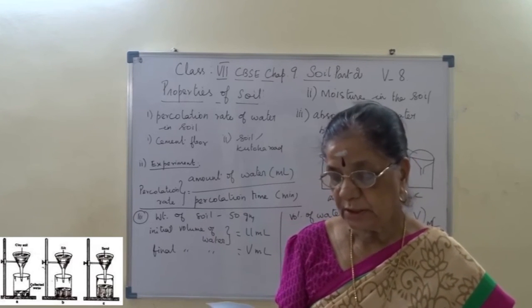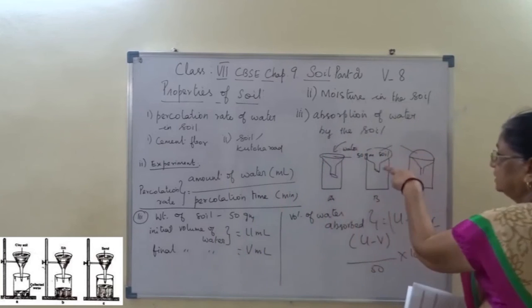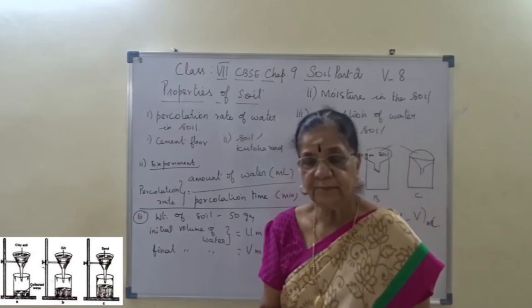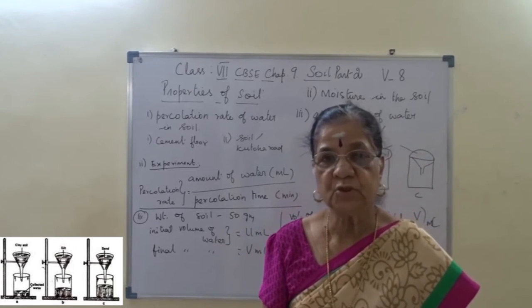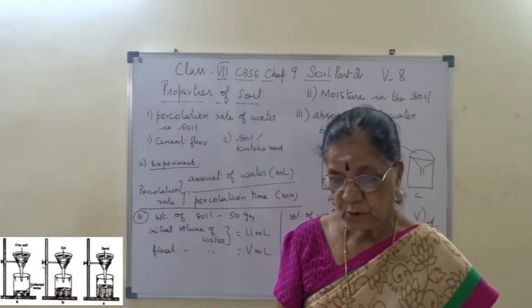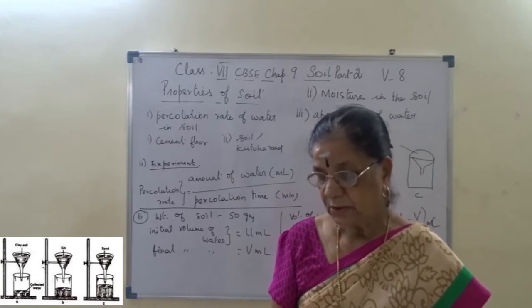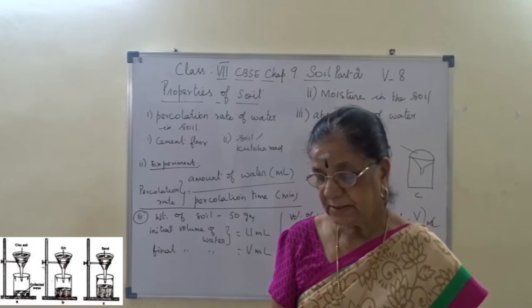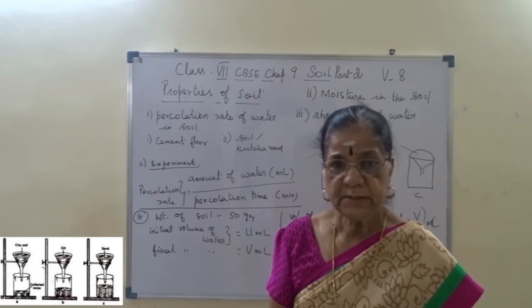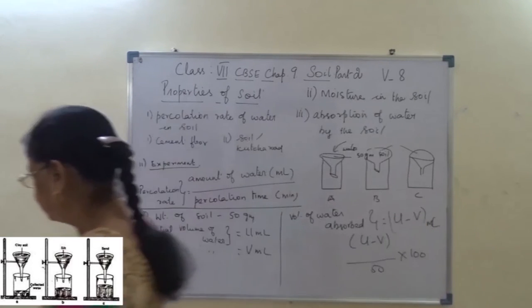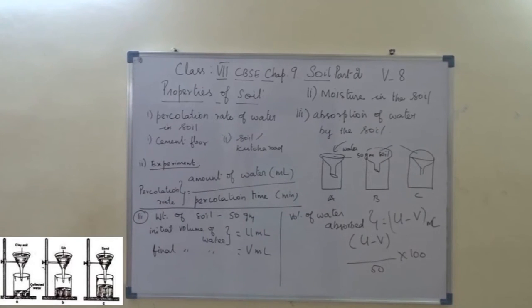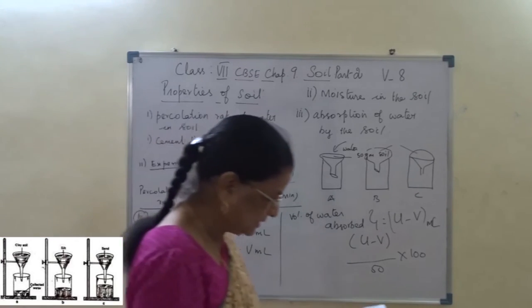Whereas amount of water retained is the absorption of water. Amount of water retained is the quantity of water absorbed by the soil. Thus, rate of percolation and water retention are different attributes. Just go through it once more. Okay, so that is the answer.